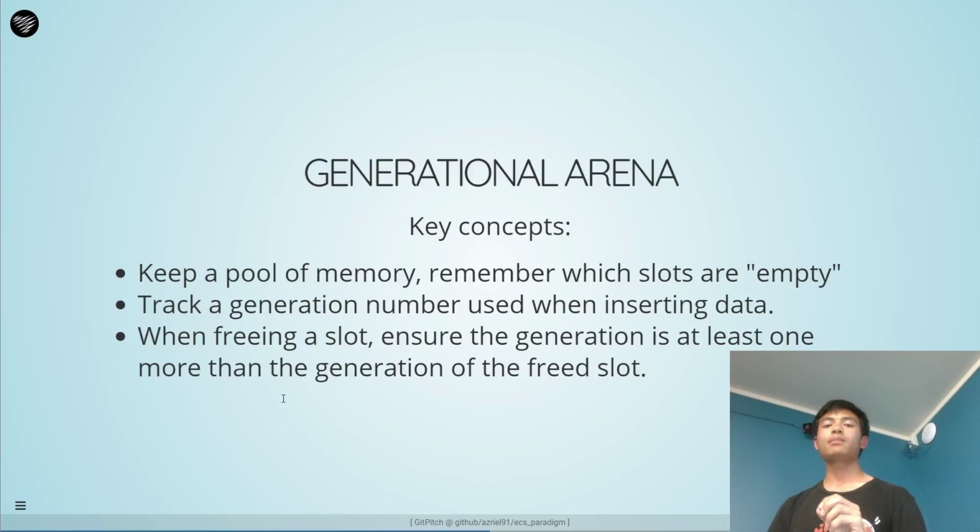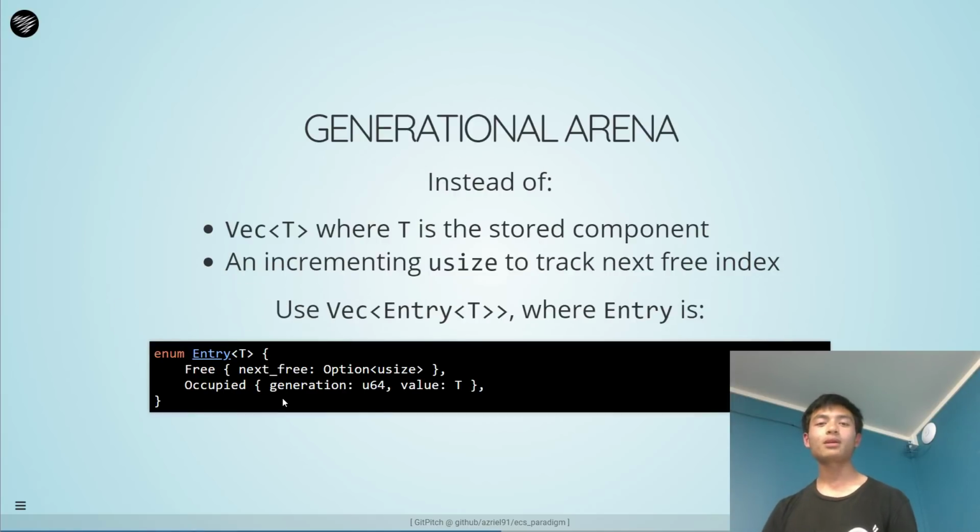And every time you free a slot, you're going to keep track of what generation that slot contained, and you're going to increment a counter to make sure it's at least one more than the slot that you freed. We will see this in an example. So perhaps we'll skip this slide, I just mentioned it.